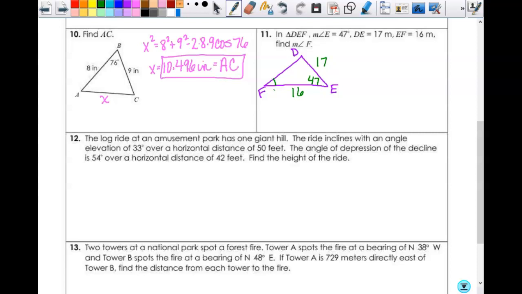Right? So what I need to do, I have a side angle side situation. My only option here is the law of cosines. So I need to find the other side. That's all I can do right here. I'm going to call this x. So I'm going to get x squared equals 16 squared plus 17 squared minus 2 times 16 times 17 times the cosine of 47. So when I do all of that, I get that x is equal to 13 something, and I store that in my calculator. Okay? So then now that I have that, I'm looking for the measure of angle F.